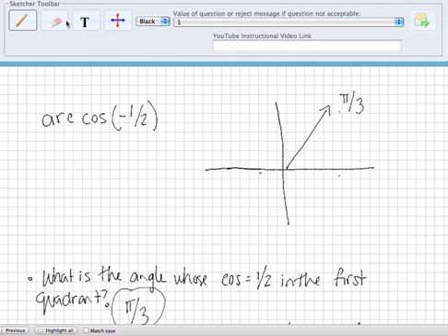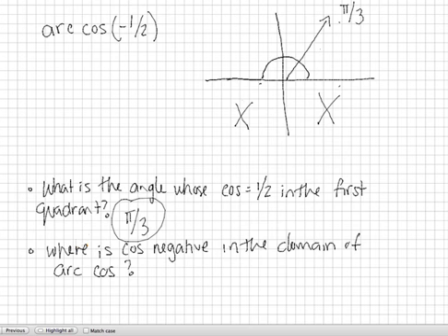What we need to figure out here is what is the domain of the arc cosine function. It's actually not defined for all of these quadrants. It's only defined for the first quadrant and the second quadrant. So we're going to go ahead and cross the other ones out. Where is cosine negative in this domain?